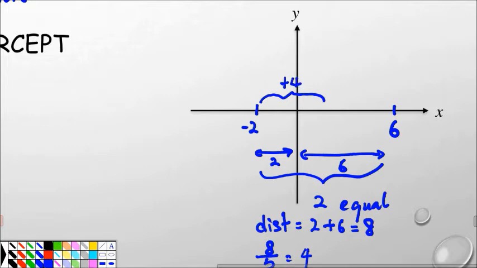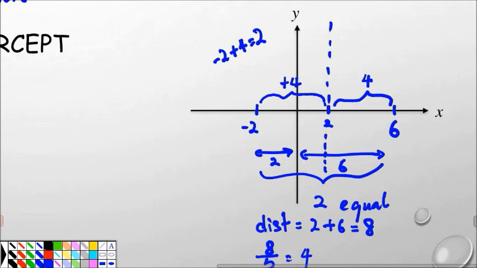to find the midpoint. So when I take -2 plus 4, I will get 2, which means this point is 2. And this should be my mirror line. Let us check whether it is correct. From 2 to 4, the distance, from 2 to 6, the distance is 4 again. So you can see that indeed this is the line of symmetry.